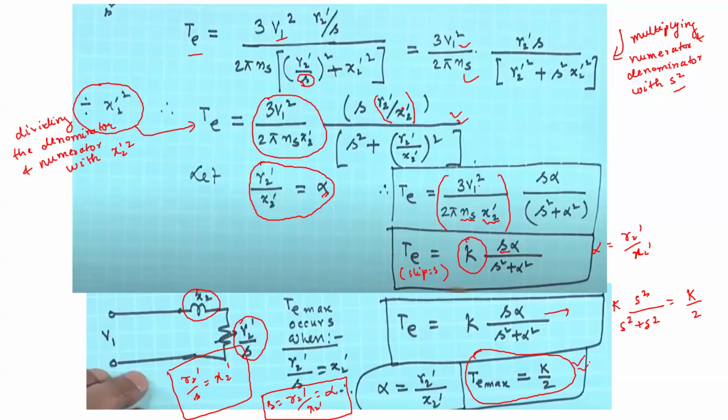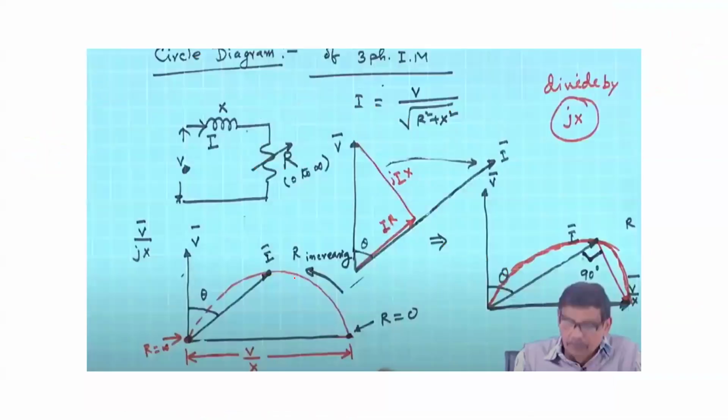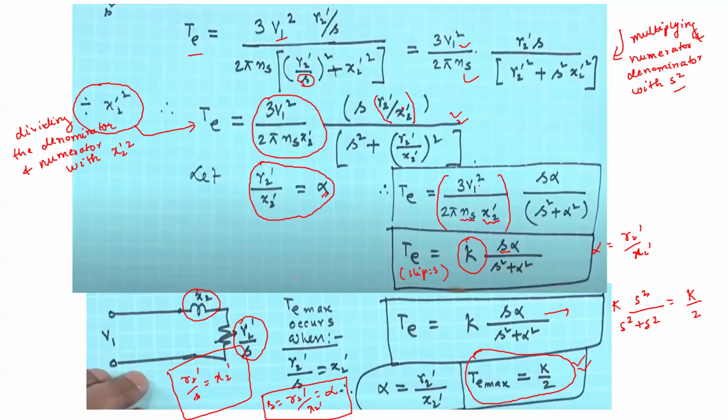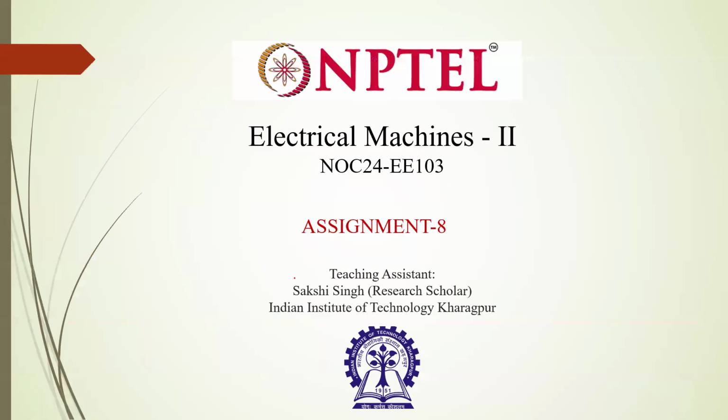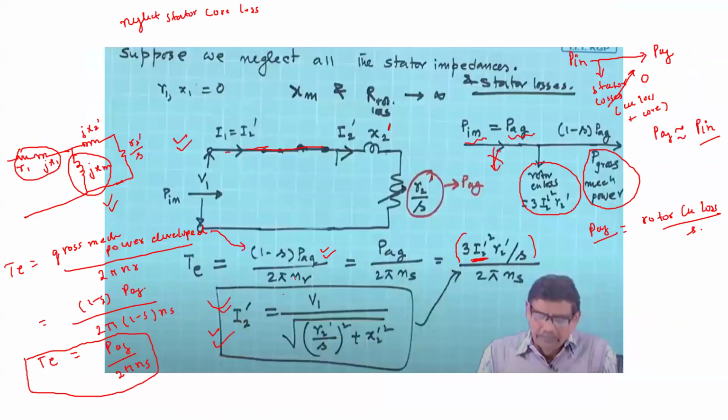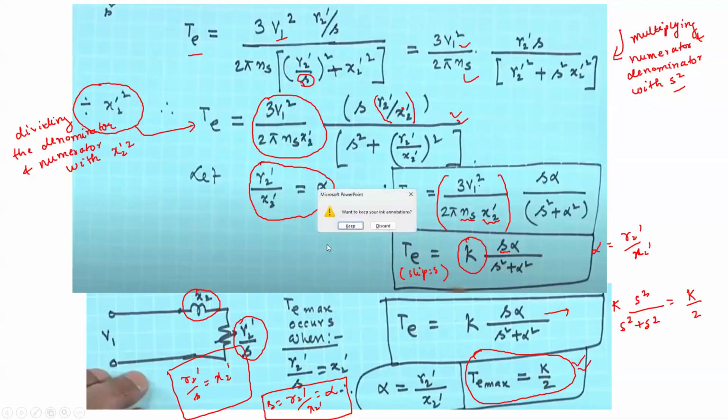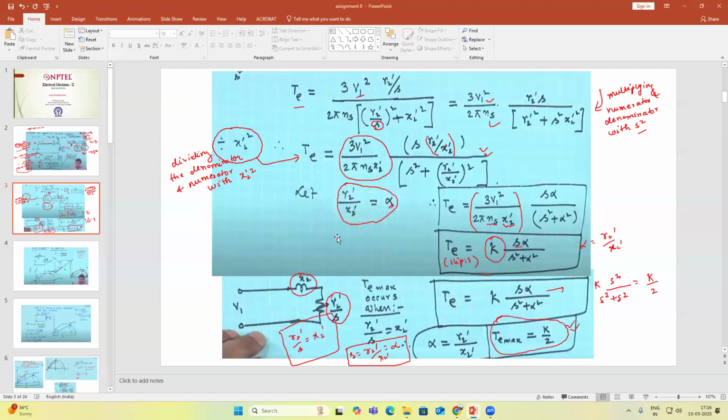So we will first solve the assignment questions, because right now I have discussed this, so it will be very fresh in your mind. If we discuss the assignment questions, then you will be able to understand. After discussing the assignment questions, I will go to the circle diagram. Is there any doubt in these two slides, whatever I have discussed? Okay, so let us now see the questions.